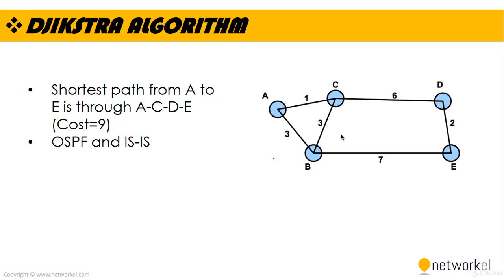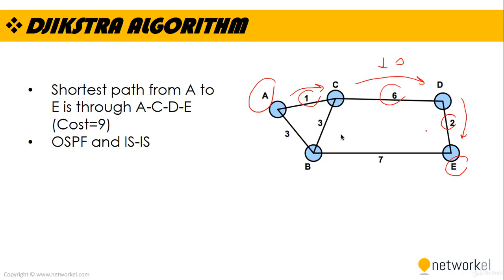For example, the best path from A to E is through A to C, C to D, and D to E, and we have a cost of totally 10 in here: 1 plus 6 plus 2.